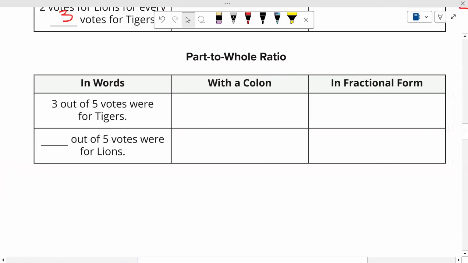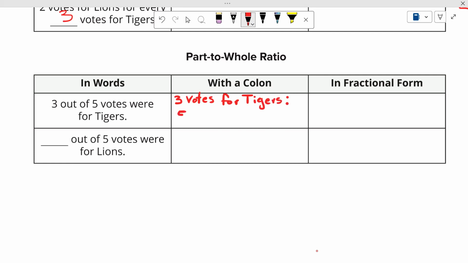So here, 3 out of 5 votes were for tigers. So your colon, you would do it the same way. This would be part to whole though. So you would write 3 votes for tigers, colon, 5 total votes. And in fraction form, you would write 3 votes for tigers on top of 5 total votes.